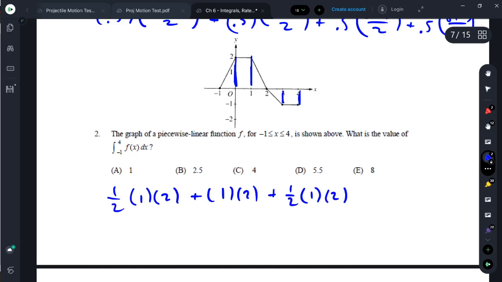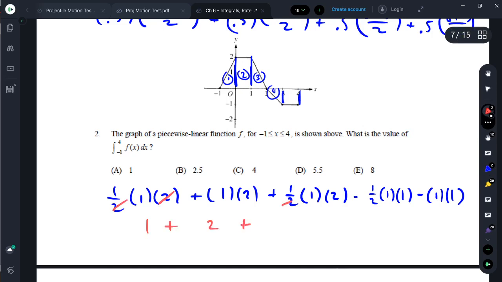Those were all the top ones, right? 1, 2, and 3. And then the fourth one is going to be minus 1/2 times 1 times 1, because it's minus because it's below the axis, and then minus 1 times 1. Right, we're just doing base times height, or 1/2 base times height. This cancels out to 1, plus 2, plus this cancels out to 1, then minus 1/2, and then minus 1. So I'm going to do that. So that's 3 minus 1/2, that's 2.5, right? Or 6/2 minus 1/2 is 5/2, either way.